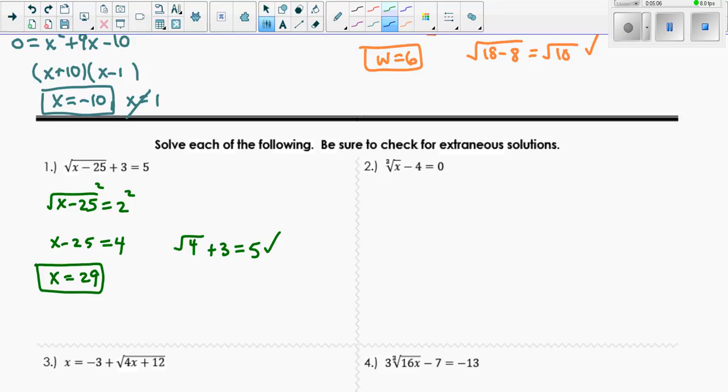Okay, let's try again. Cube root, same thing as a radical. I want to get it by itself. Again, go ahead and try this by yourself first, and then pause it. You can check your answer.